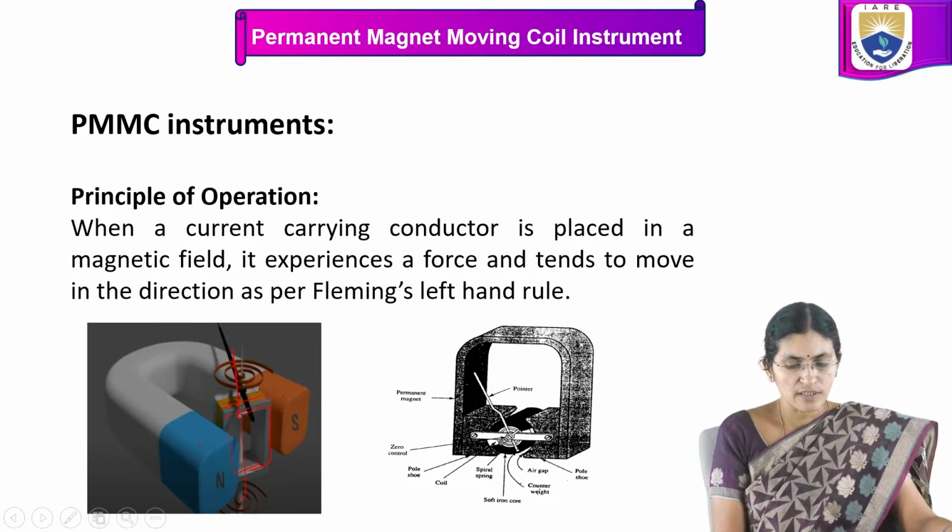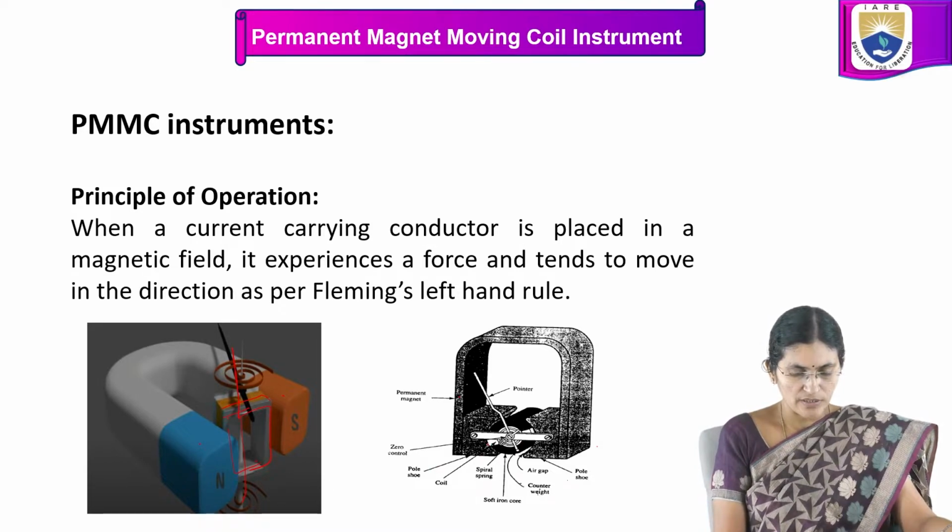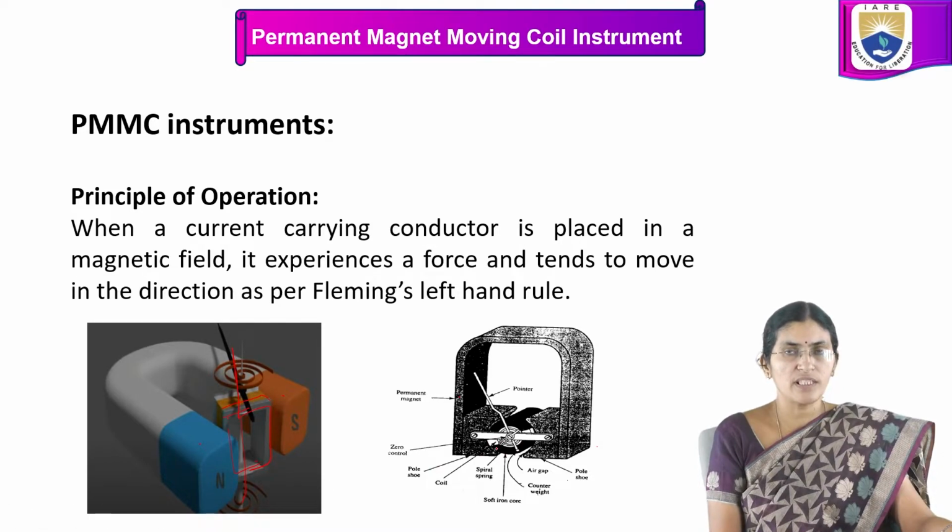This is the 3D view and this is the 2D diagram of the PMMC instrument. Here also you can see the same permanent magnets. Then there is a zero control adjustment. If the instrument is not showing zero, then with the help of this arrangement you can adjust it to zero. Then these are the pole shoes.